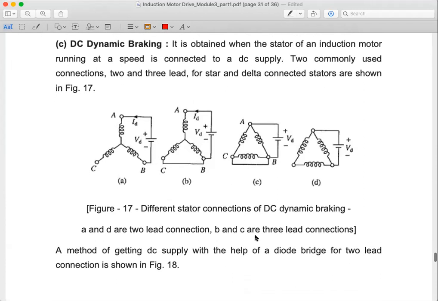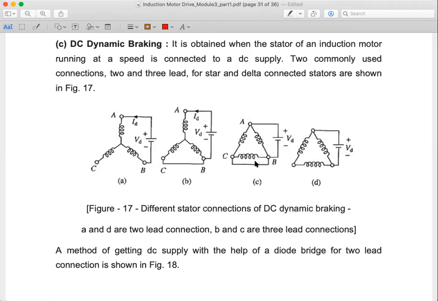Going to DC dynamic braking. When we talk about DC dynamic braking, we obtain dynamic braking but with a connected DC supply. Here also we can have a star connection or a delta connection. When I take a star connection, between A and B the DC voltage is connected. C is not connected anywhere. So this is a 2-lead connection. For this one, between A and B the DC supply is connected, and C is connected to B. So it's a 3-lead connection.